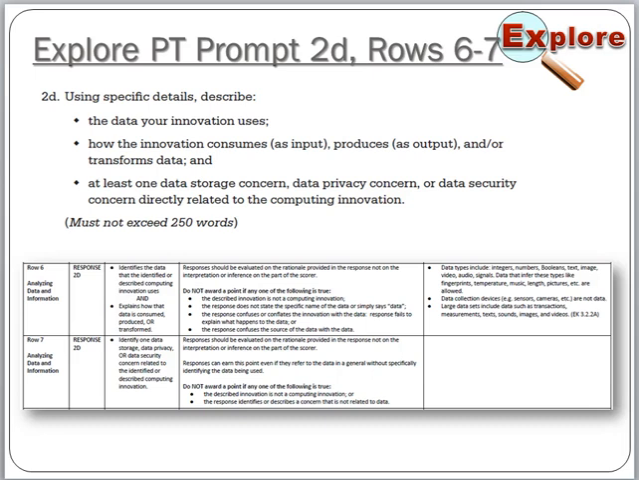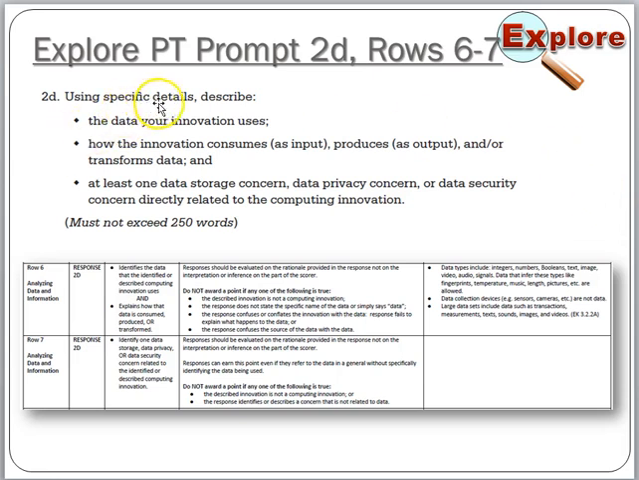So there are two rubric rows that pertain to assessing the explanation of the data. I want to go over the prompt first, and then we'll get to the rubric row, and tie this together with some notes that we've taken in class about prompt 2D. So first, let's go over the prompt and break it down by its 3 bullets.